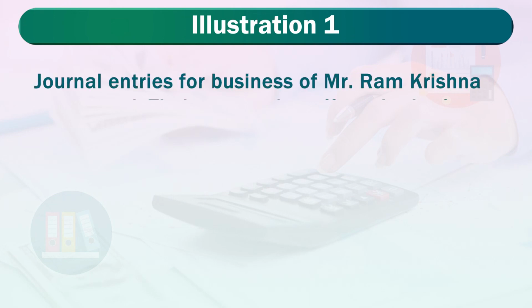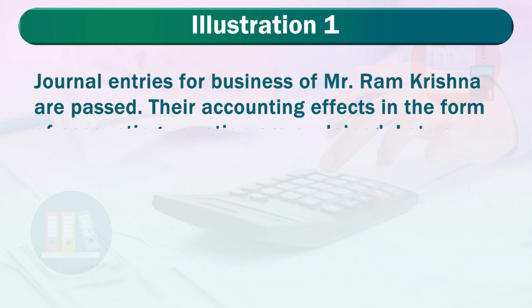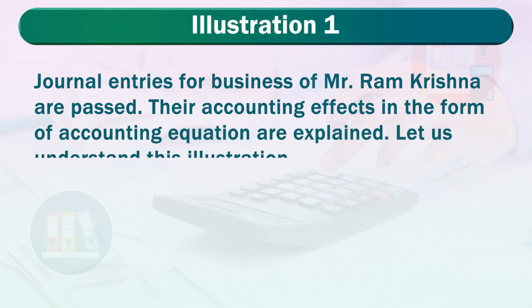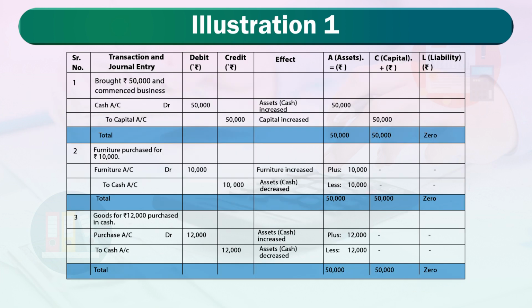Journal entries for business of Mr. Ram Krishna are passed. Their accounting effect in the form of accounting equation are explained. Let us understand this illustration. First of all, let us understand the columns prepared here. The number 1 is serial number, then we have transaction and journal entry, then debit and credit amount, then effect and finally the accounting equation, that is A assets is equals to C capital plus L liability.